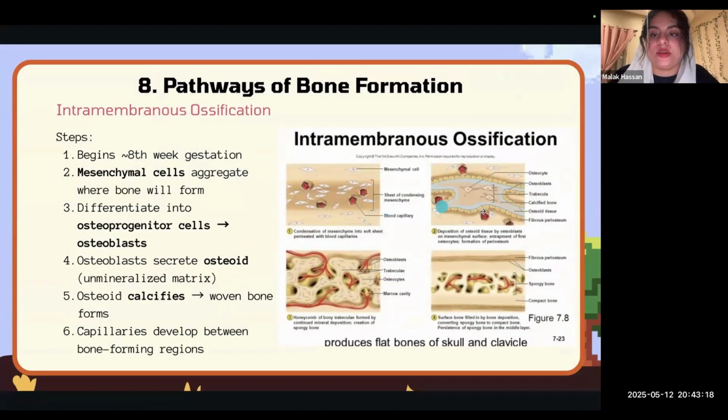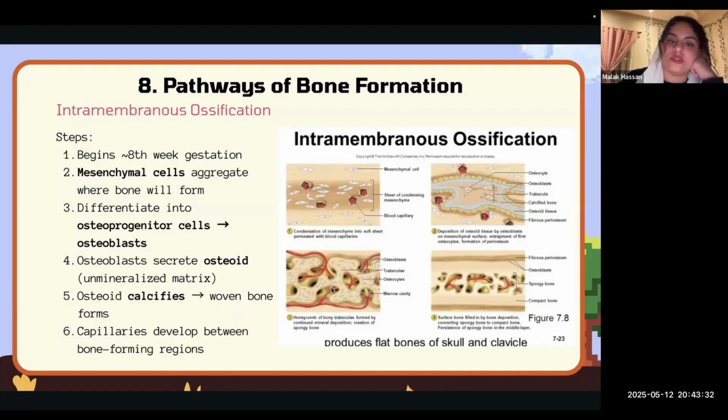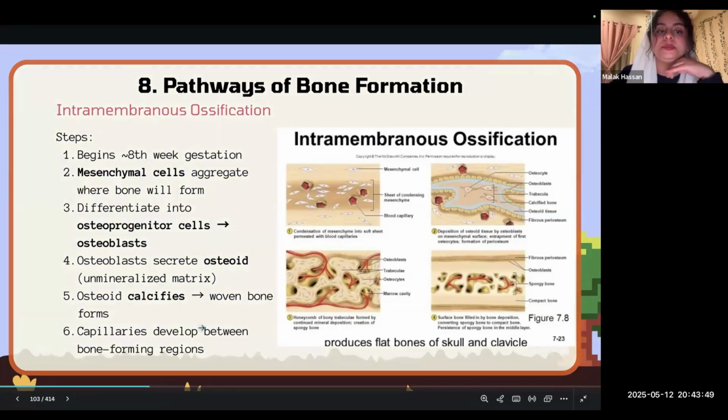become osteoblasts, okay? So they're going to start secreting osteoid, and the osteoid is going to calcify, and capillaries are going to develop between the bone-forming regions. So you have the osteoid and the capillaries coming together. So this is intramembranous ossification, which means that it comes from the mesenchymal cells, and these mesenchymal cells are going to differentiate into osteoprogenitor cells, which are going to become osteoblasts, and the osteoblasts are going to secrete osteoid, and the osteoid is going to calcify, and then capillaries will come in. All right?